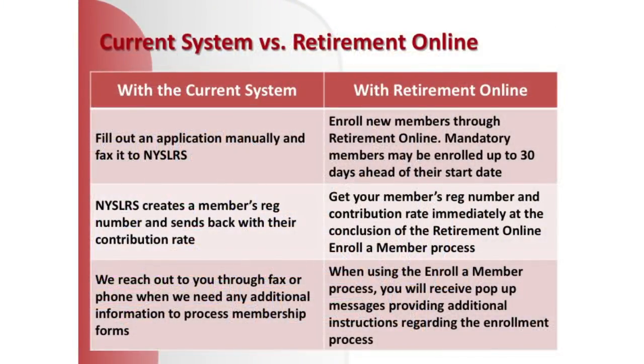As a quick overview to some of the changes between enrolling a member today and enrolling a member in Retirement Online in the future, the first difference you will notice is that you will no longer have to manually fax NYSLRS an application. You will be able to complete the member enrollment process online and even enroll mandatory members up to 30 days before their start date. Using Retirement Online to enroll a member, you will now immediately get your new employee's reg number and contribution rate. During the process, you will receive pop-up messages with additional instructions if any information is in need of correction, and if the new hire is already a member with NYSLRS.